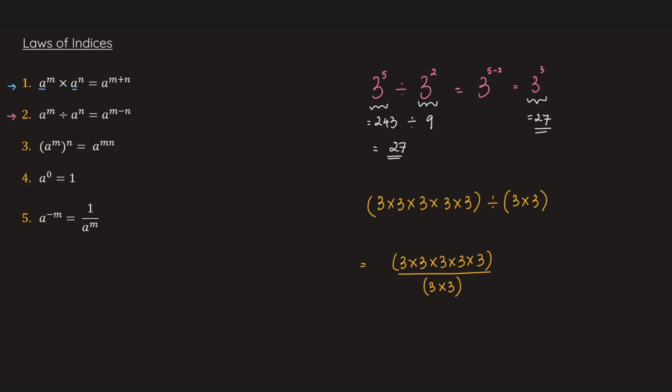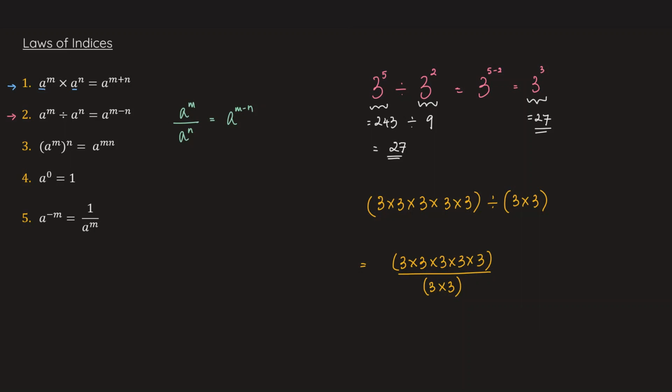So we can also rewrite this second law as A to the power m over A to the power n. This is equal to A to the power m minus n. So this is also a way to write down the second law, because division can be written both ways.